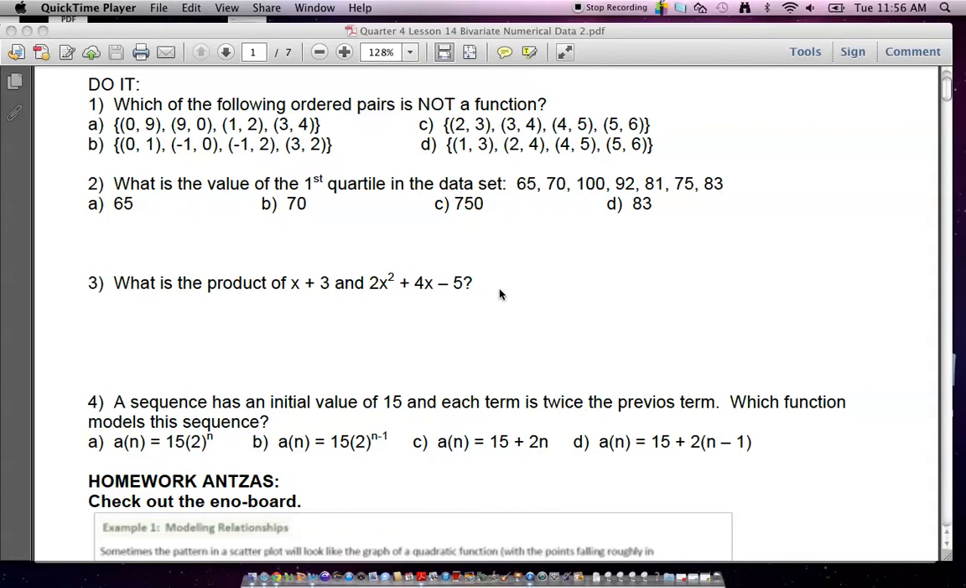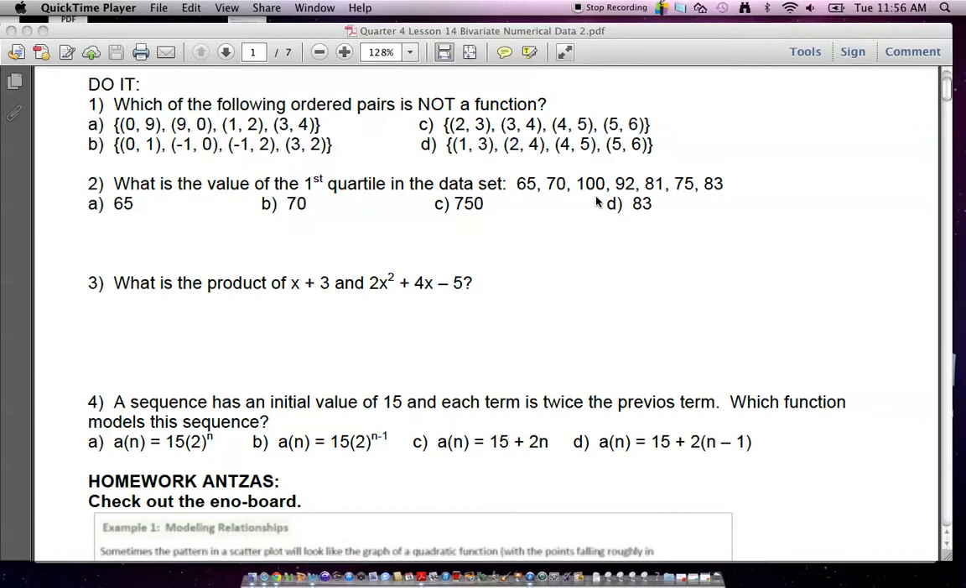All right, so let's take a look at this question now. Which of the following ordered pairs is not a function? What's the correct answer? Leanne? B. Why is B the correct answer? That's right, because it has -1 going to 0 and -1 going to 2. That's two different outputs for an input. That makes it not a function.